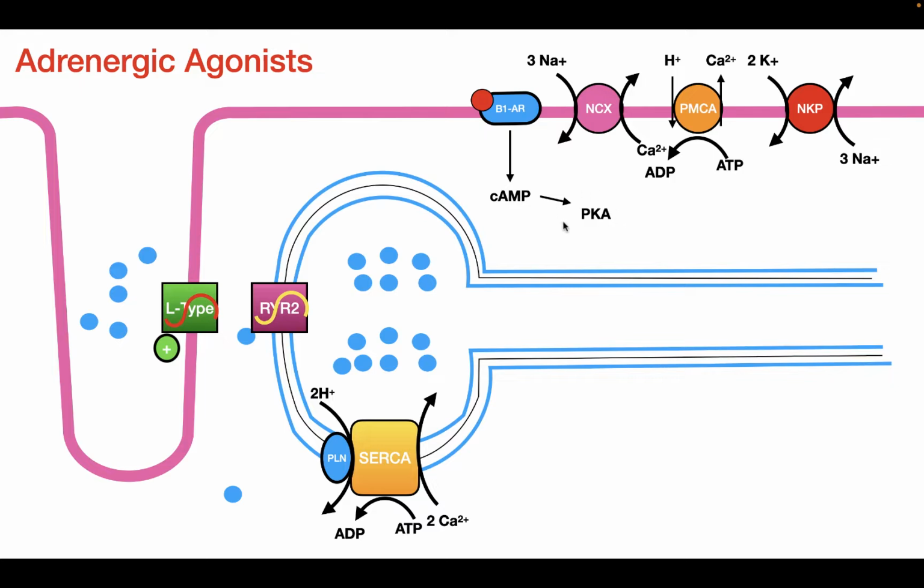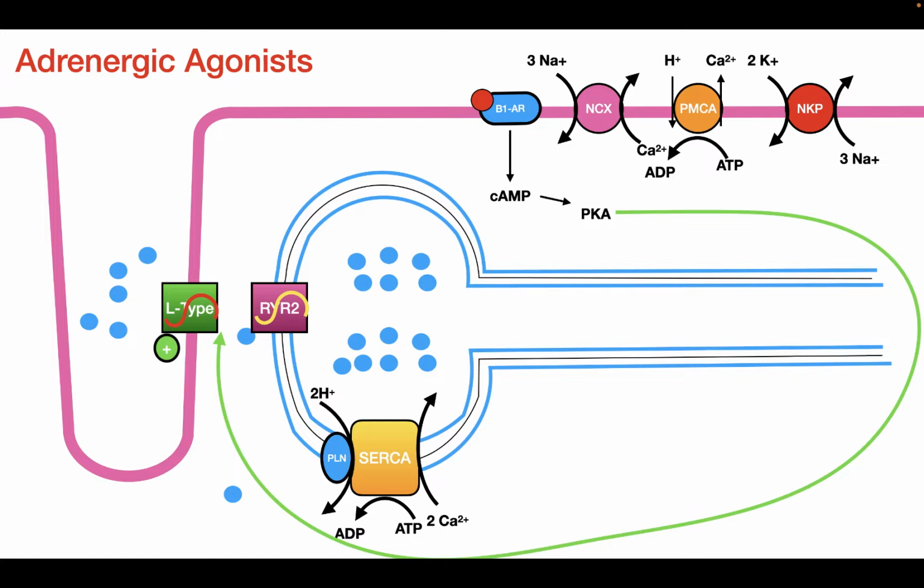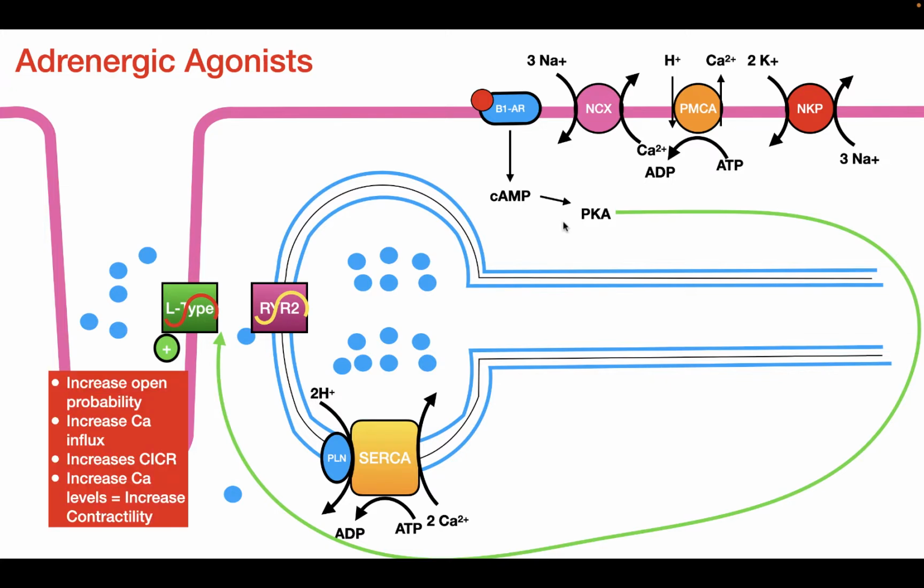And protein kinase A does a ton of things. The first thing is it's going to phosphorylate the L-type calcium channels. And when it phosphorylates the L-type calcium channels, this is going to increase the open probability of these channels, which is going to allow more calcium to come in. And when you allow more calcium to come in, this increases the amount of CICR.